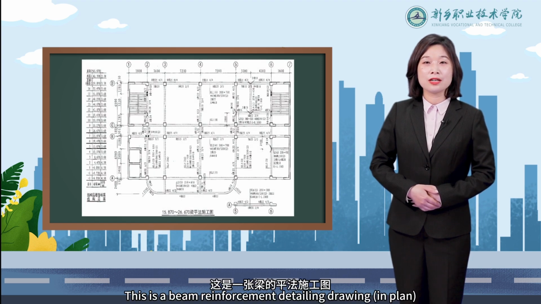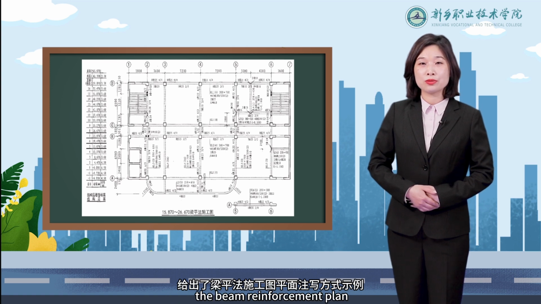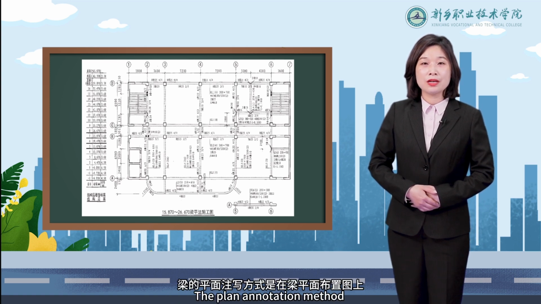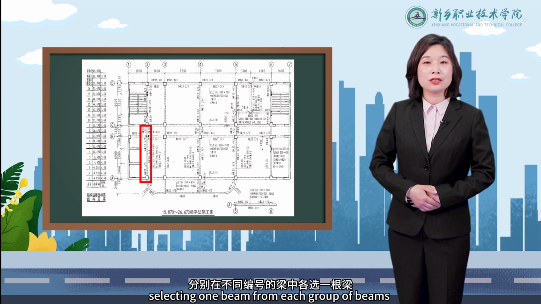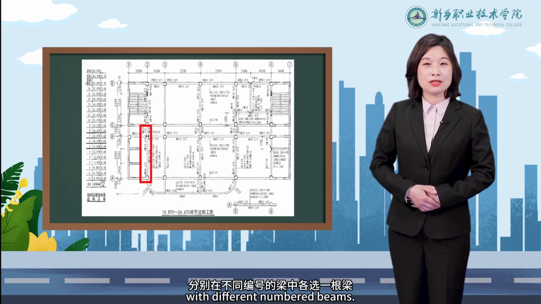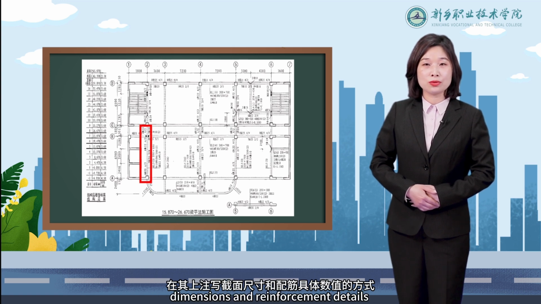This is a beam reinforcement detailing drawing that shows an example of how to annotate the beam reinforcement plan. The plan annotation method is applied on the beam layout plan, selecting one beam from each group of beams with different numbered beams. On each selected beam, annotate the section dimensions and reinforcement details.